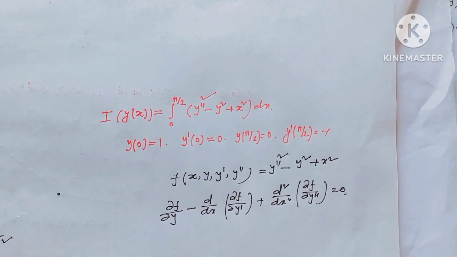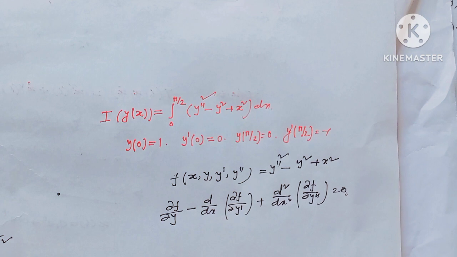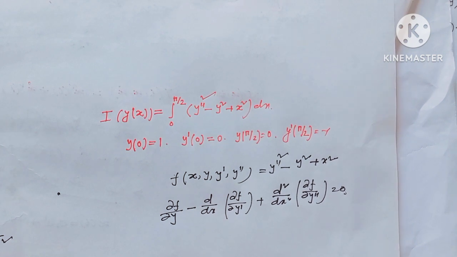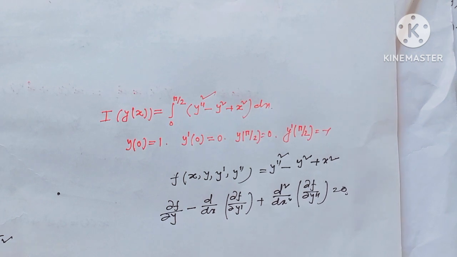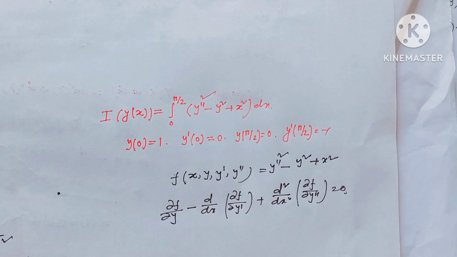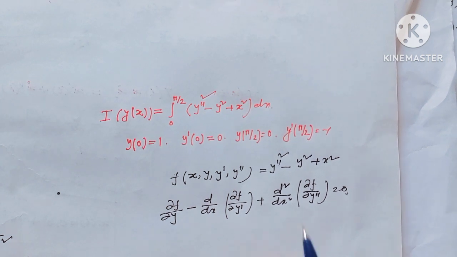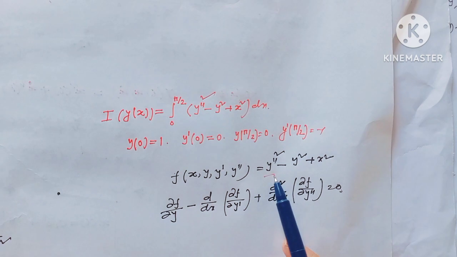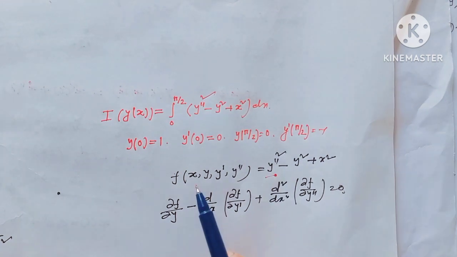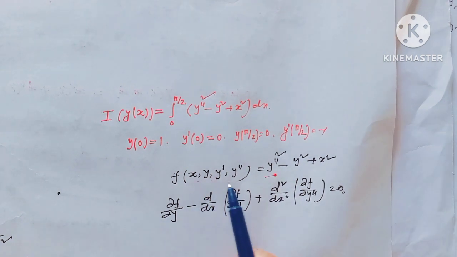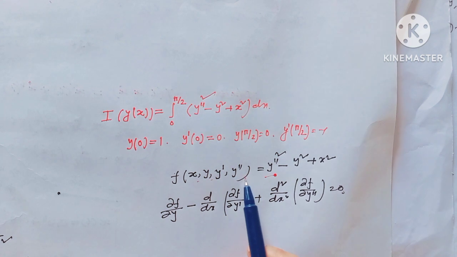Notice that till now I have seen all functionals contain only x, y, y' terms. But here there is an extra higher-order term, y double dash. Here (y'')² is contained. Therefore this contains F(x, y, y', y'').